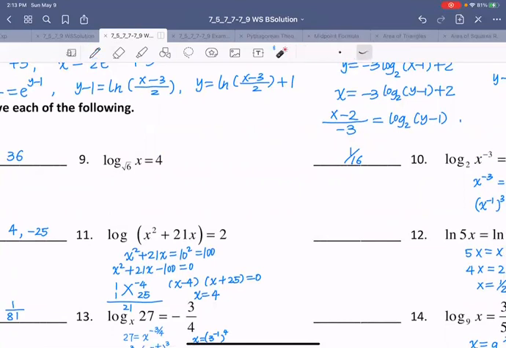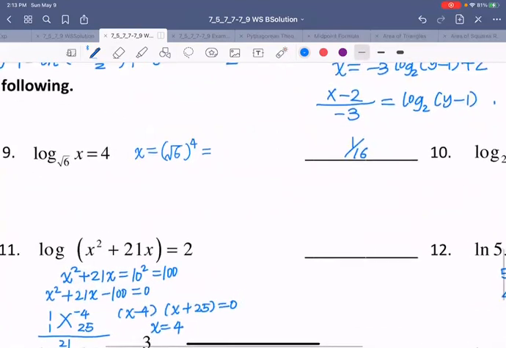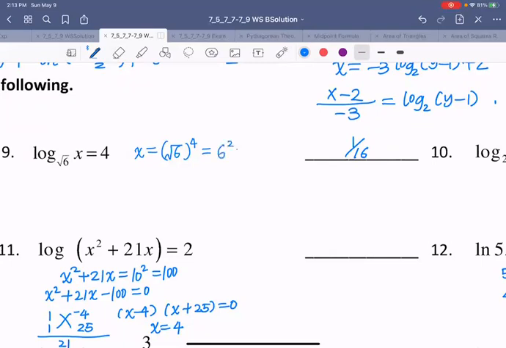Square root 6 is a base, so that means x equals square root 6 to the power of 4. Okay. From here, what do you do next? That would mean x would equal 6 to the power of 2. Yes, equals 36. That's it. Thank you.